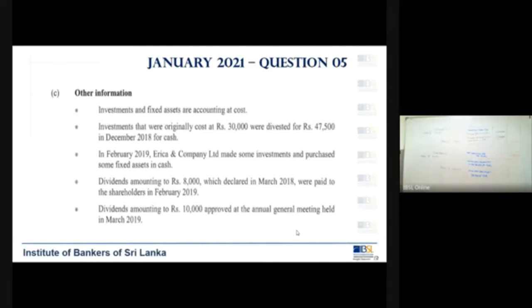Then they say investments that were originally cost at 30,000 were divested for 47,500 in December 2018 for cash. Now, what do you mean by that? Can somebody explain to me what it is? Investments that were originally cost at 30,000 were divested for 47,500. What do you mean by that?